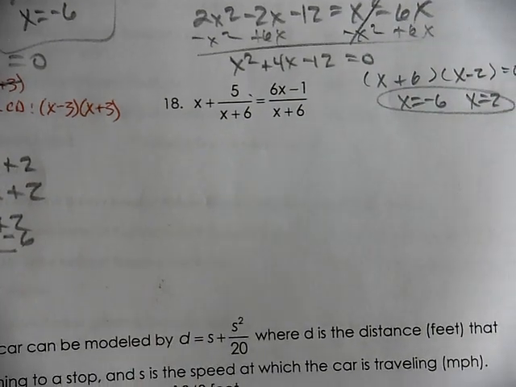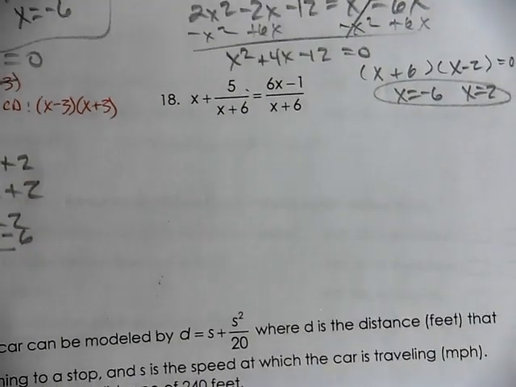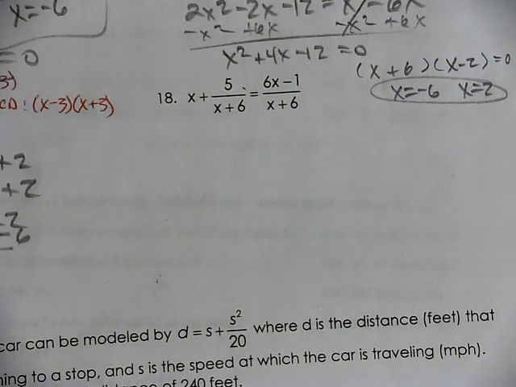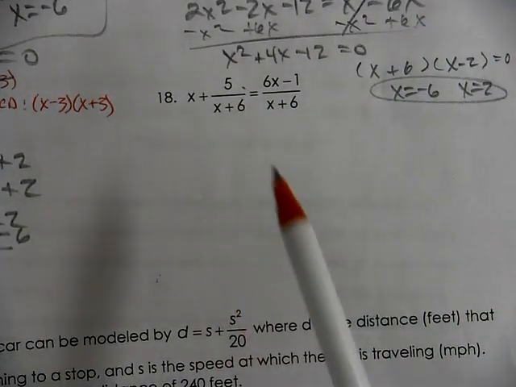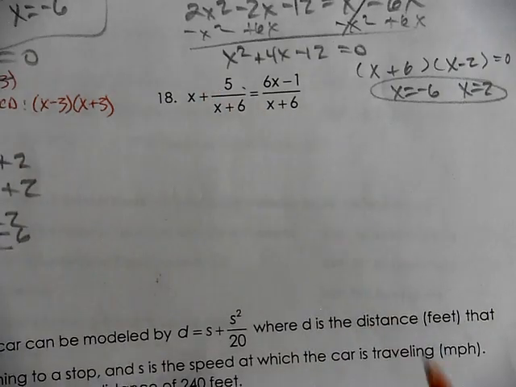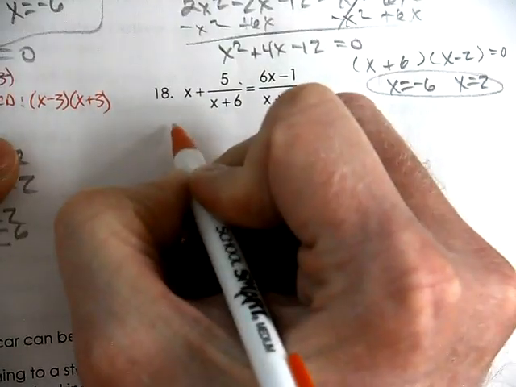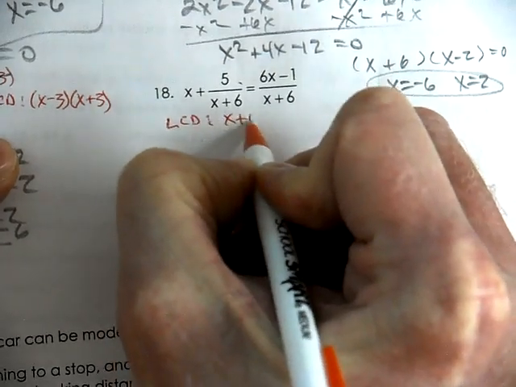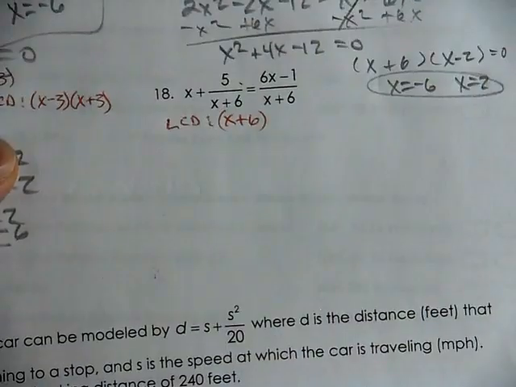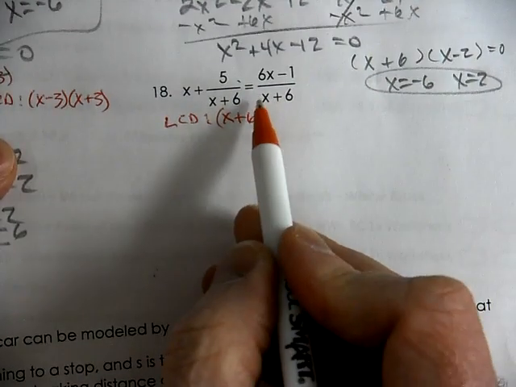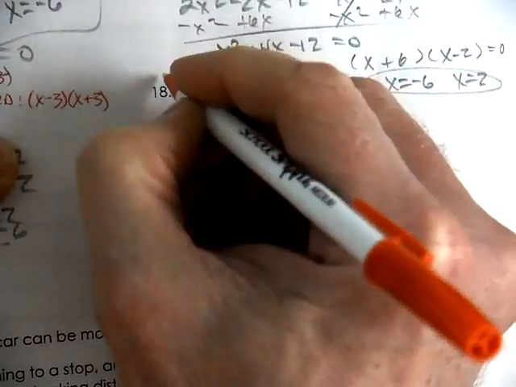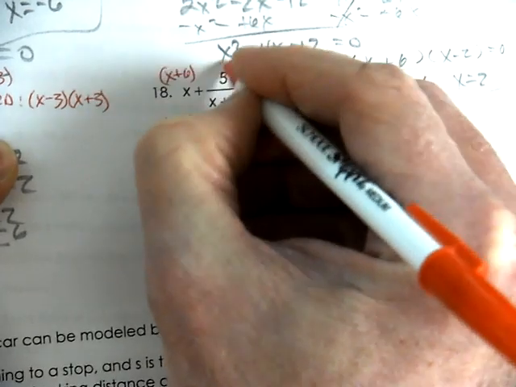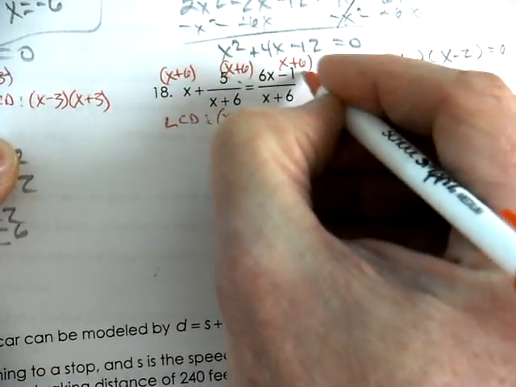So what do you see with this one? What's our GCF going to be? Well, pretty clear. It's just the same number, so it's x plus 6. That's my GCF. It's an equal sign, so it's an equation.